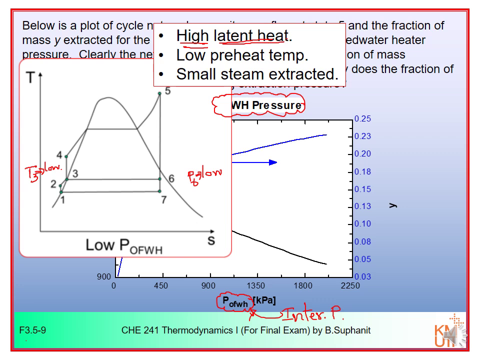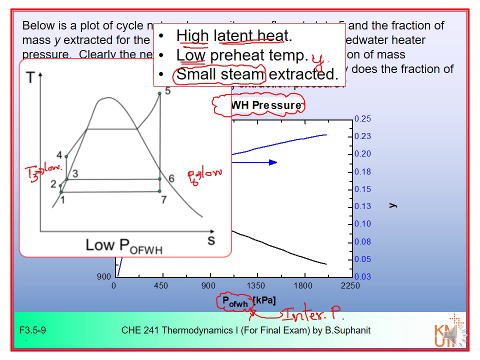Okay, high latent heat, and you can just increase the preheating temperature by a very small amount. T3 is very small, so the amount of steam that you need would be small as well. It means that Y here, or the amount of extracted steam that you need at this condition, would be small.